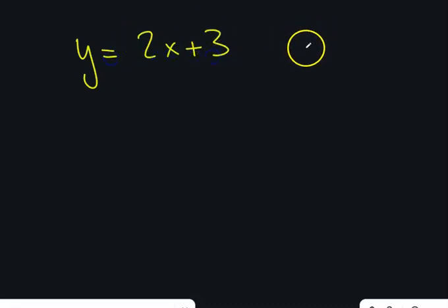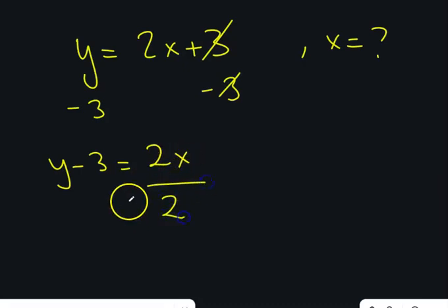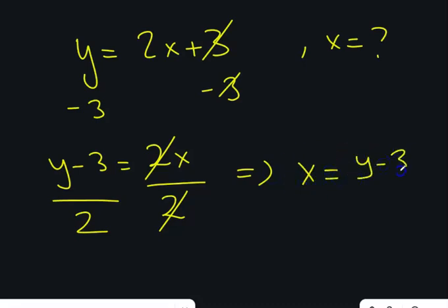So let's do some more complex examples. y equals 2x plus 3. Let's solve it for x. The first step will be to subtract 3 from both sides. So y minus 3 will be equal to 2x plus 3 minus 3, they're gone. So I have 2x only, and it's 2 times x. The inverse operation of multiplication will be division. Divide by 2, divide by 2. On the right side, the 2's are gone. So x equals y minus 3 divided by 2.